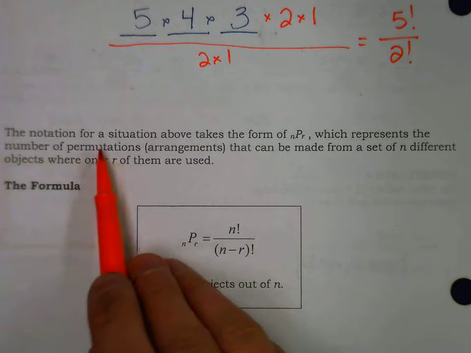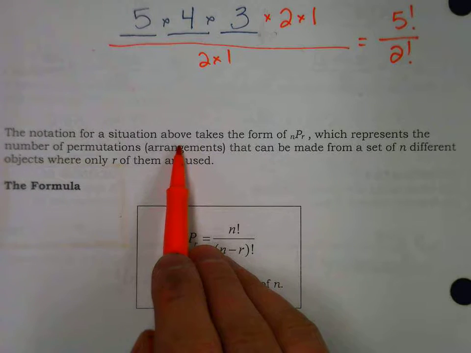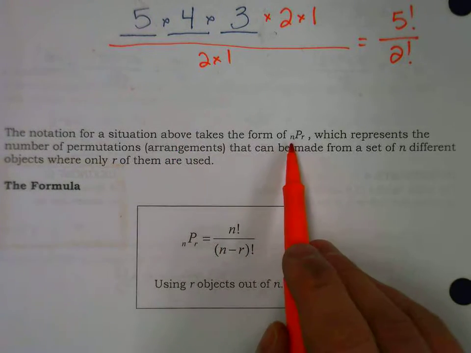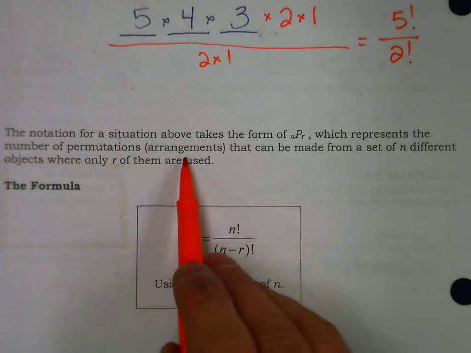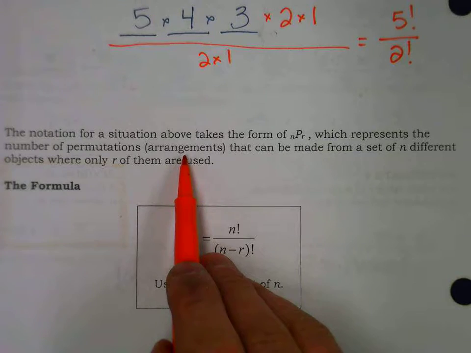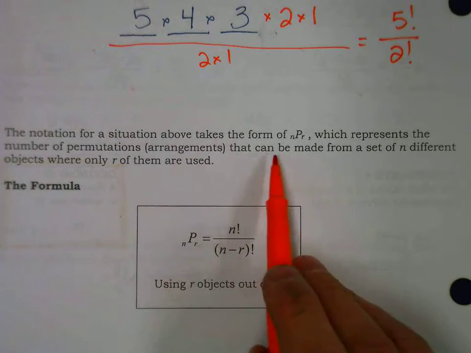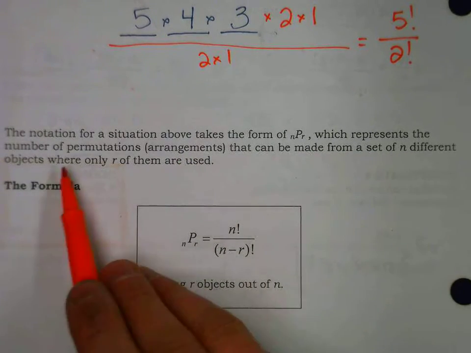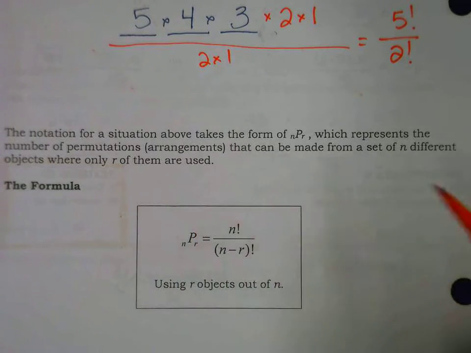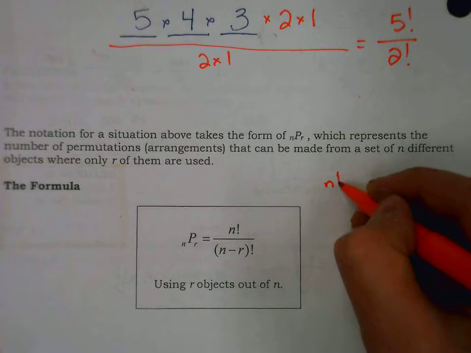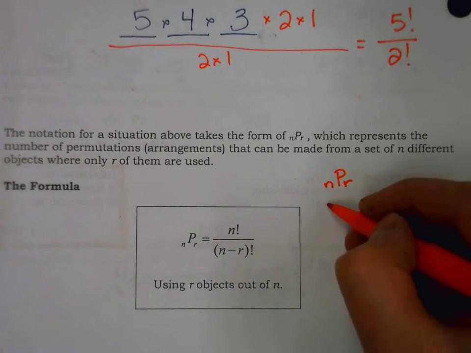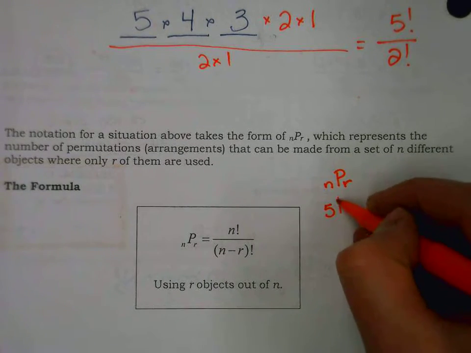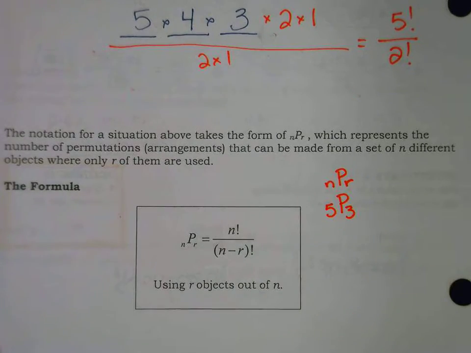So the notation for a situation above, where we have objects and selecting from those objects, takes the form of nPr, which represents the number of permutations or arrangements, the number of ways to select something or someone, that can be made from a set of n different objects where only r of them are used. So in the context of this question, nPr has 5 people, and we are only selecting 3 of them.